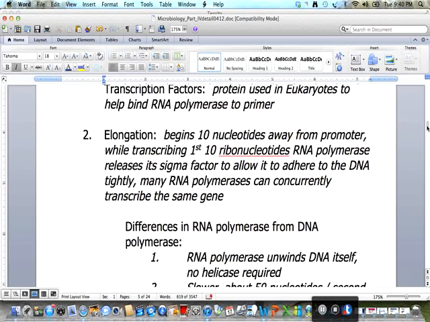The elongation process begins 10 nucleotides away from the promoter. While transcribing the first 10 ribonucleotides, the RNA polymerase releases its sigma factor, allowing it to tightly adhere to the DNA. Many RNA polymerases can concurrently transcribe the same gene.